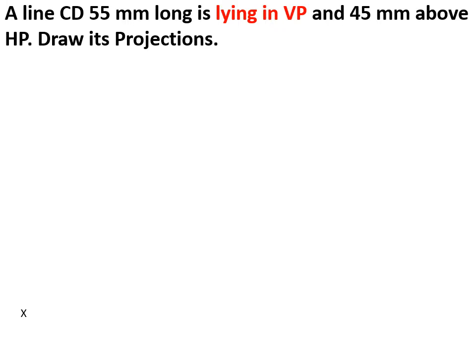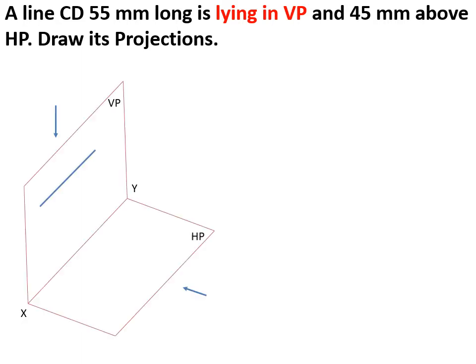Like the previous problem, this line CD is lying in VP. In the previous case, it was lying on the HP. Now it is lying in VP. In the VP plane, you see a line which is lying in VP. Length of the line is 55 mm. You have to fix it in the VP plane.